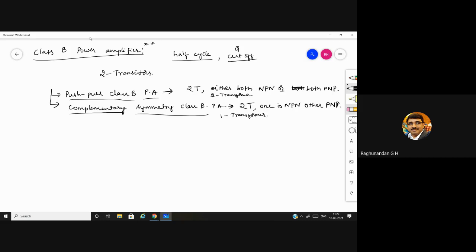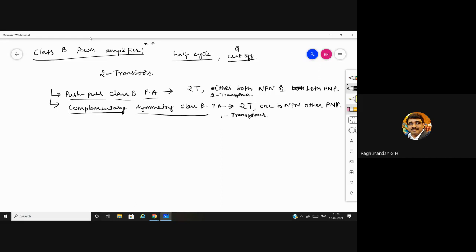But the working of this almost looks the same. Efficiency of both of them is the same, and also derivations are the same. So none of the books gives derivations for complementary symmetry, because the same derivations of push-pull class B power amplifier hold good for complementary symmetry. I'll just tell you, when I'm doing the derivation of that, what small change you need to do.